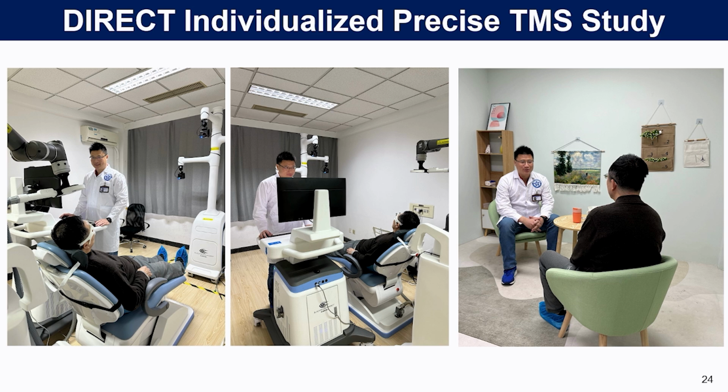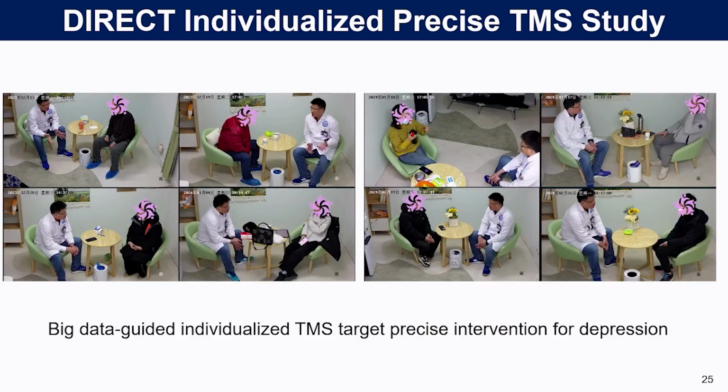We have a TMS robot, which, once we calculate the coordinate, will place a coil to accurately stimulate a target. And we recruited lots of treatment-resistant depressed patients. They are pretty frustrated because medication doesn't work for them. And this is the interview.